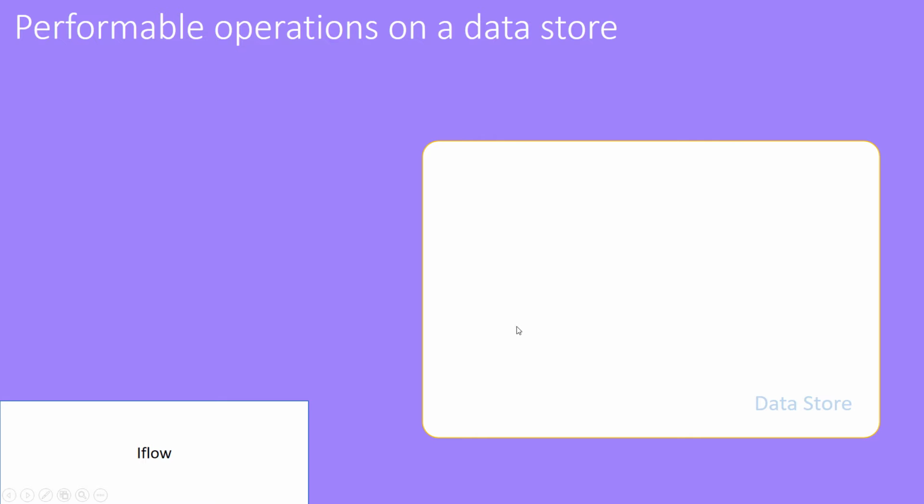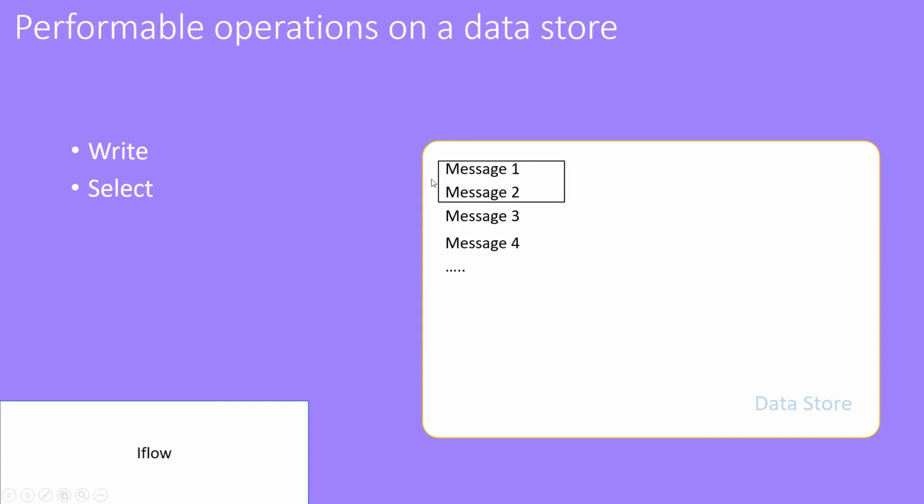So what are the operations that you can perform from CPI on a data store? Let's say you have a data store and an iFlow. The first operation you can do is write data to it. That is, you can write more than one message to a data store from an iFlow. Next, you can select more than one message from the bundle of messages that is already available in the data store and send it to an iFlow for further processing.